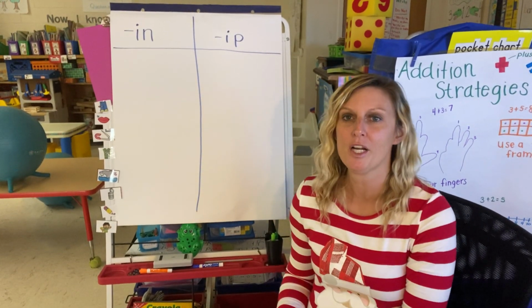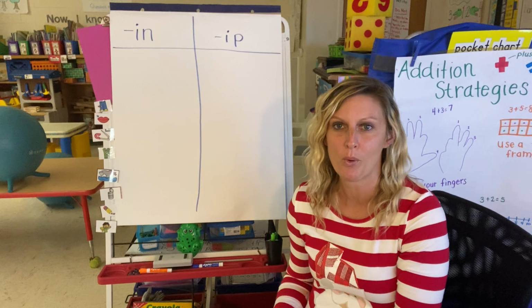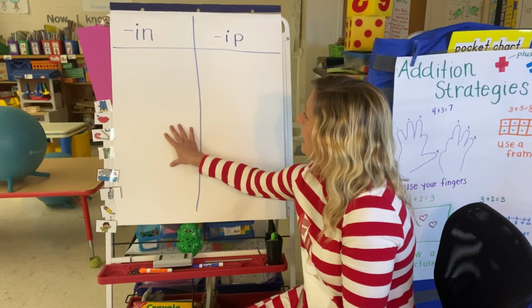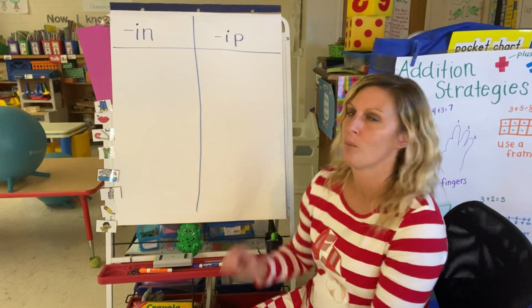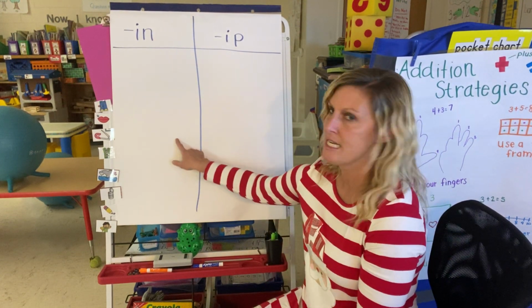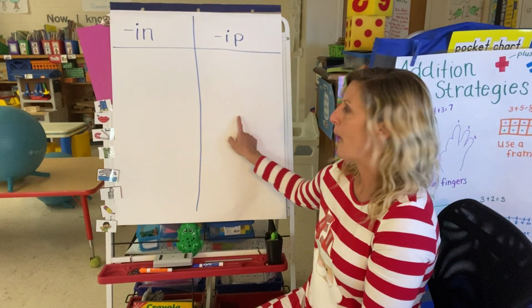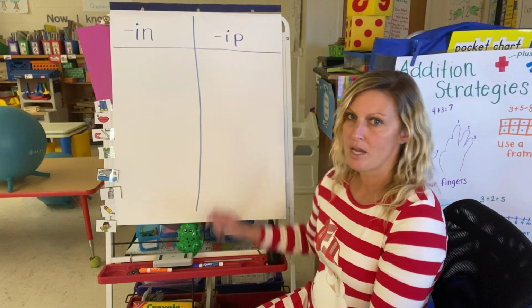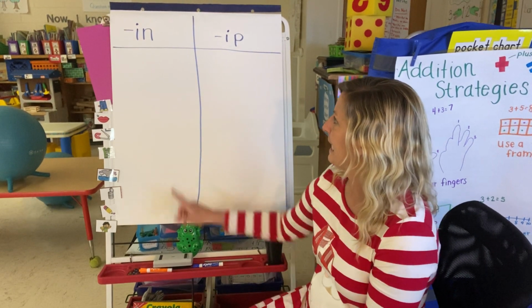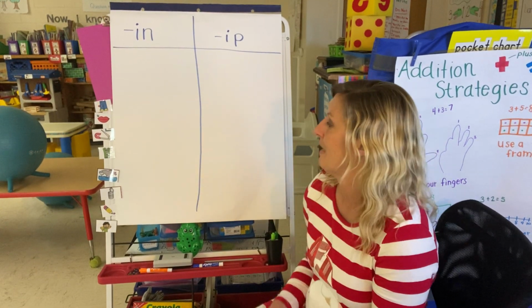Kindergarten. Today we're going to work on our N and IP word families. So we're going to sort words into the N or the IP word families. We're going to see if the word ends with the N sound or the P sound. I want you to help me figure out if it belongs in the N family or the IP family today.